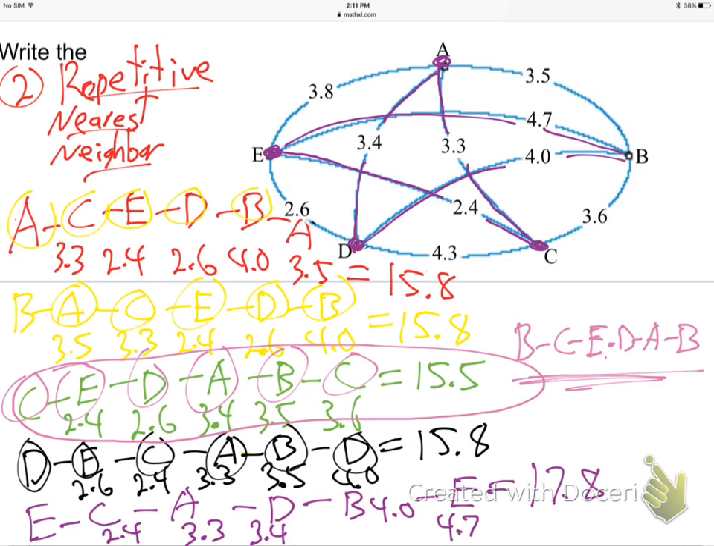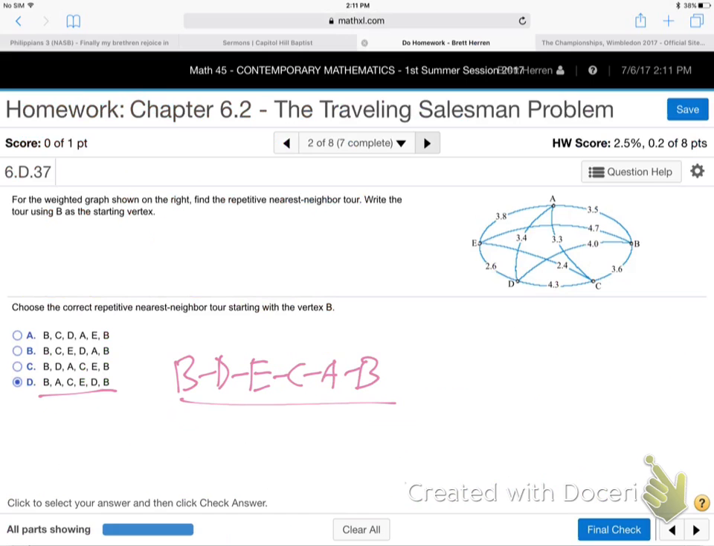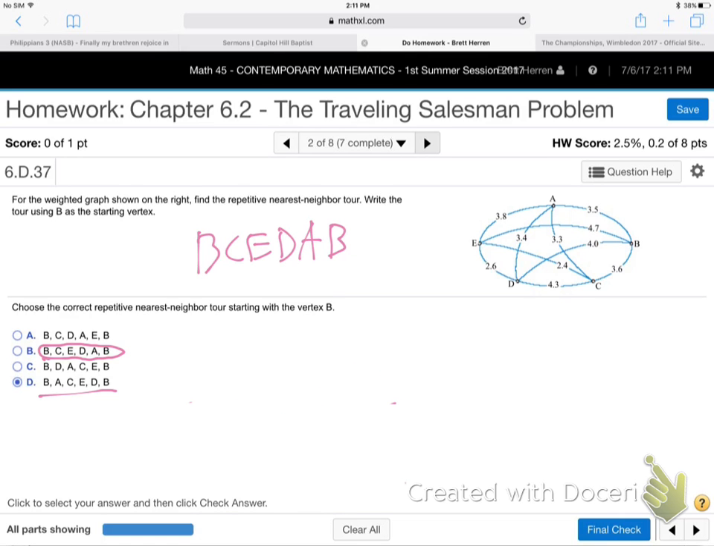It's B, C, E, D, A. Back to B. Okay, that's the right answer. B, C, E. Oh, it's right here. It's this one. Yeah, I guess I didn't check the answer. It's B, C, E, D, A, B. I never finished this. So sorry, watch out. It's got the wrong answer on there. It's the second one down, right? It's not this one.